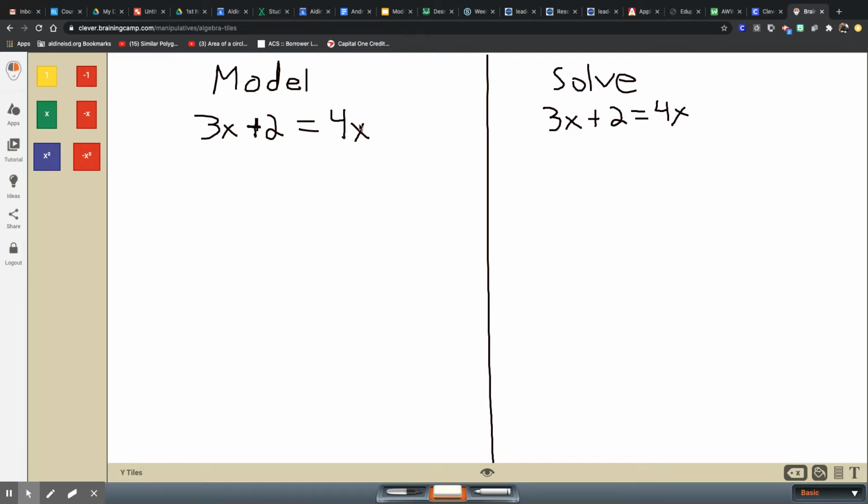Now, even though there's variables on both sides of my equal sign, all I'm really doing is I just have one more step I need to do. So instead of a two-step equation, at the most now it becomes a three-step equation. That's it. First, let's model our equation.